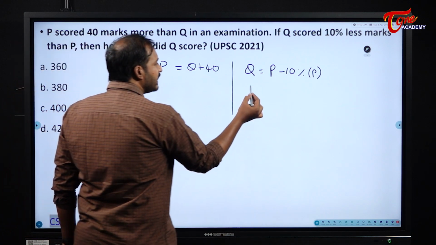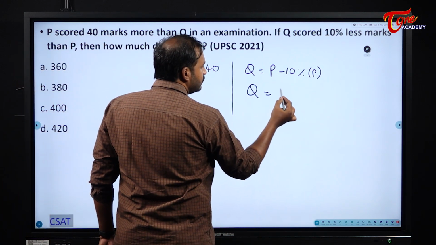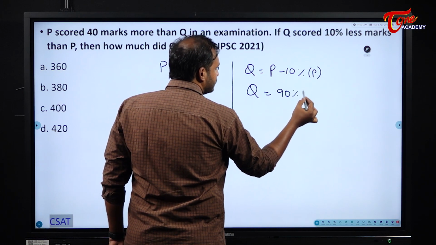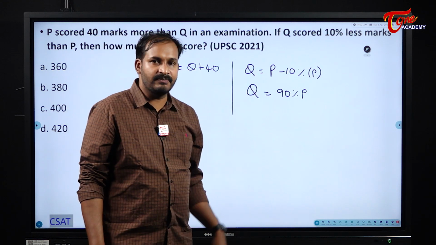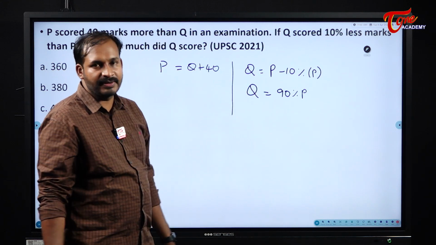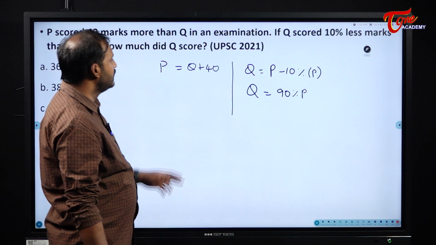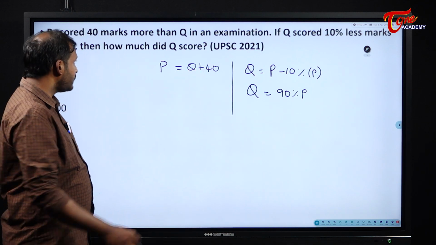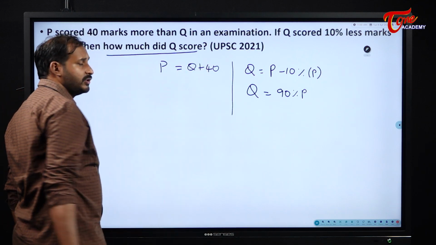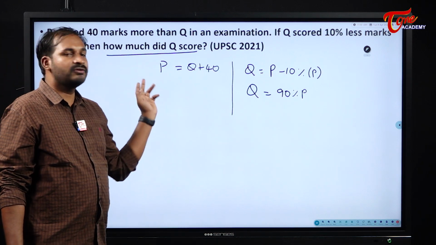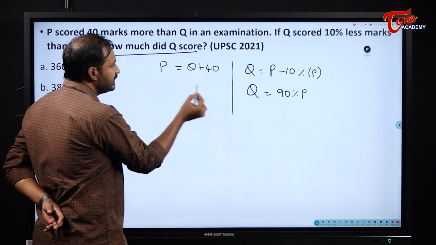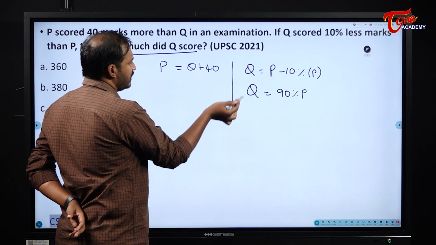So, what can I write here? Q is equal to 90% of P, right? Why? Because P is nothing but 100% of P. 100% of P minus 10% of P means it will become 90% of P. Now, you have two relations. What did they ask us to find? Q's score. That means in place of P, try to write the Q. It is up to you. You can write here or here.